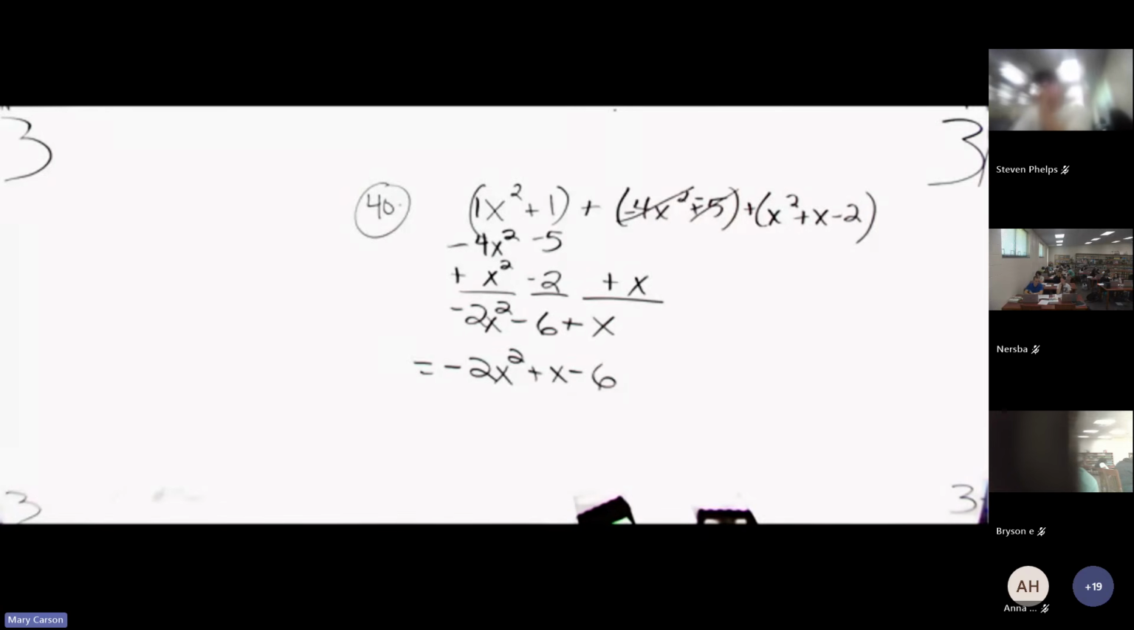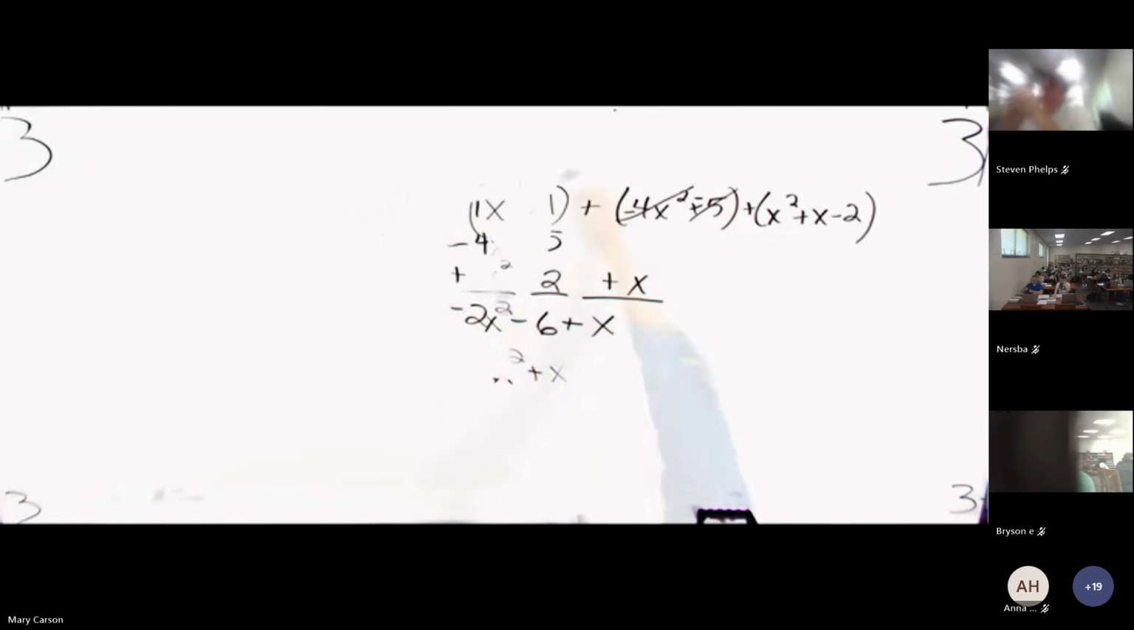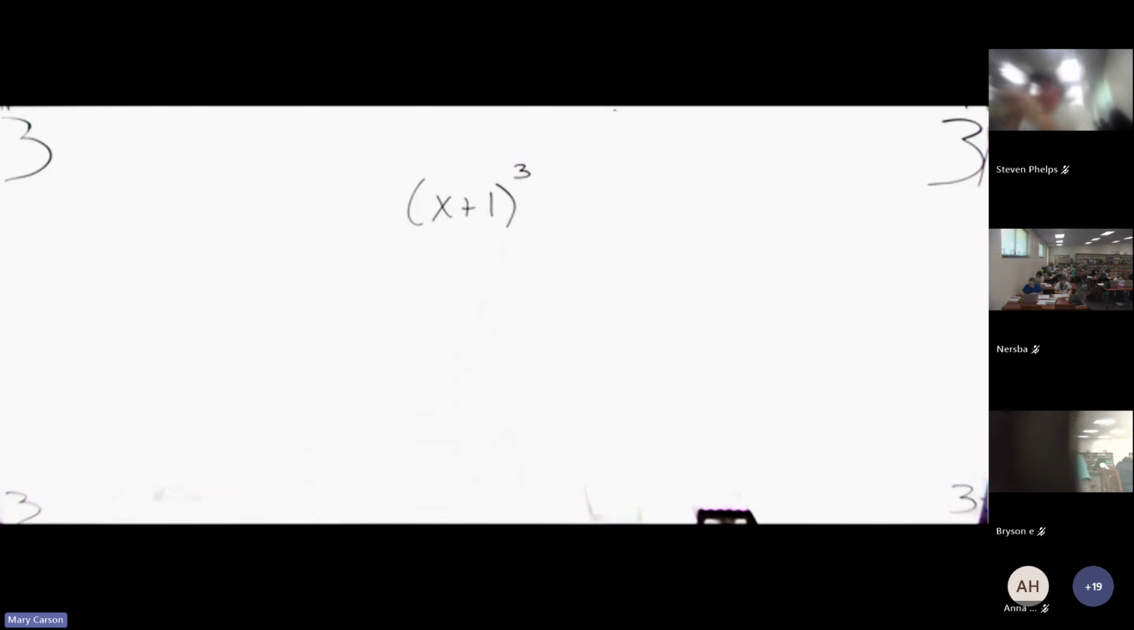All right, let's do the question 88 that I just talked about. I just want to do one of those with you guys real quick. It's x plus 1 to the third power. Okay, if you have one like this, what I would do first, obviously, is write this out. This means it's 3 times.